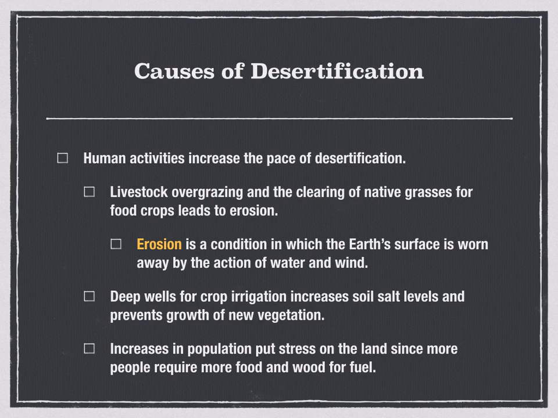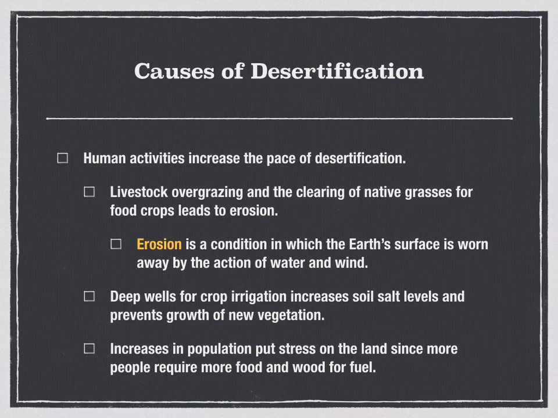Causes of desertification. Human activities increase the pace of desertification. Livestock overgrazing and the clearing of native grasses for food crops lead to increased erosion. Remember that erosion is the condition in which the Earth's surface is worn away by the action of water and wind.